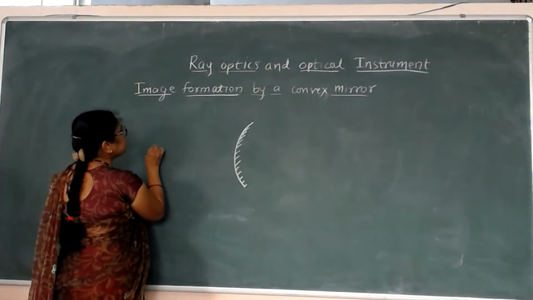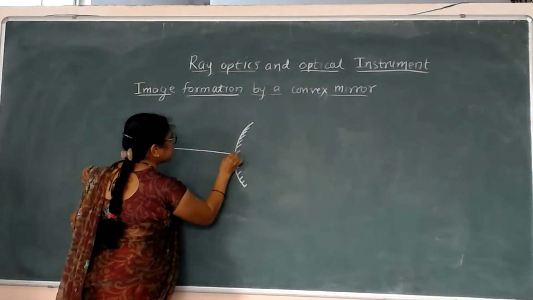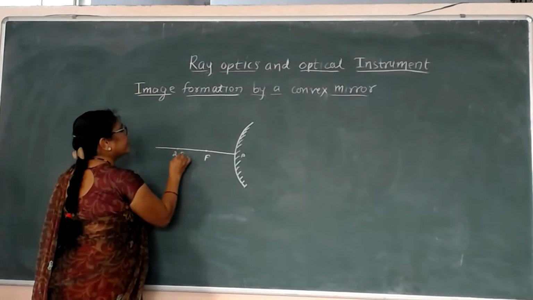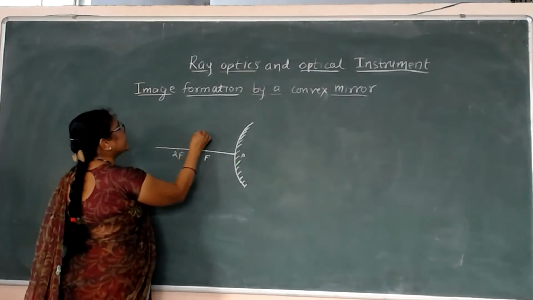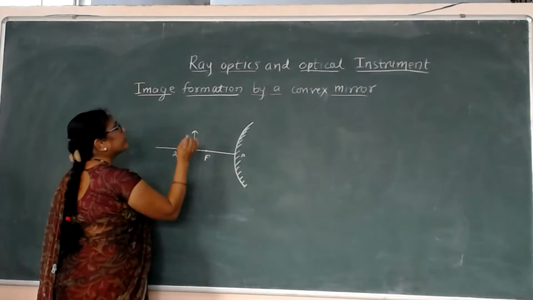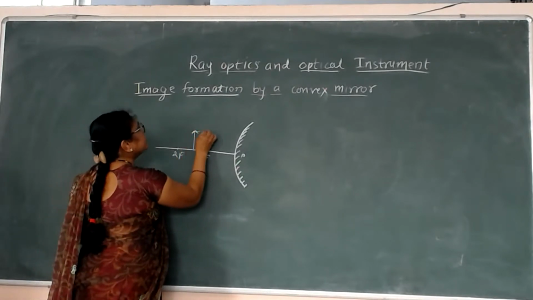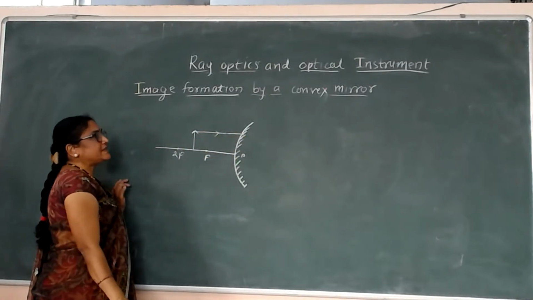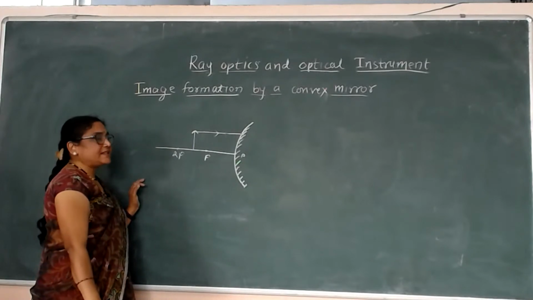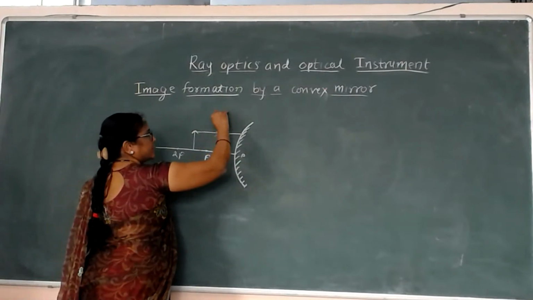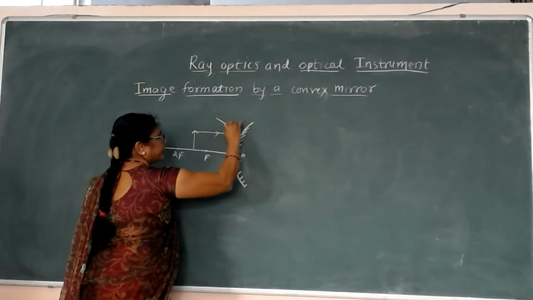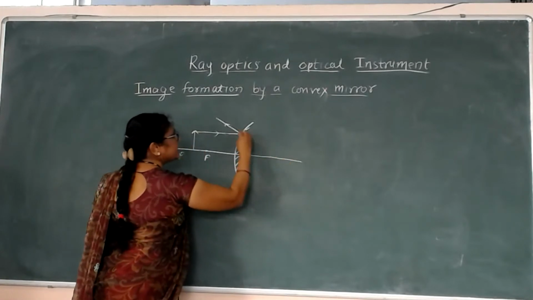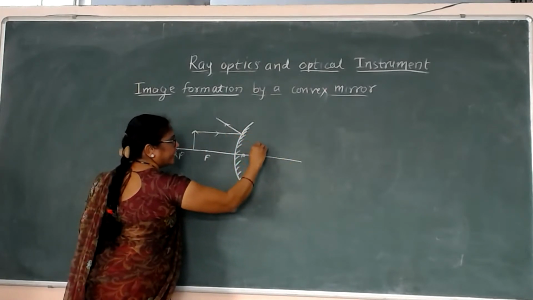So draw a principal axis. Suppose this is the pole, this is F, this is 2F. If the extended object is situated, the rays are incident on the convex mirror, but the convex mirror is diverging, which means the incident rays go away from the principal axis. Suppose this is a diverging ray. Extend the principal axis. So these diverging rays meet on the other side.